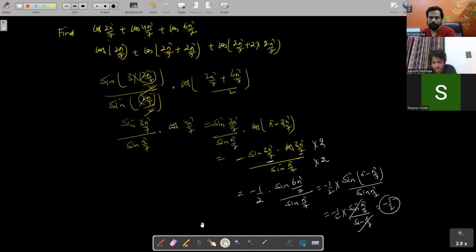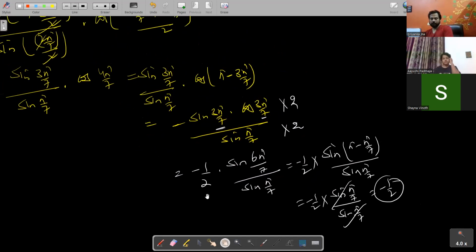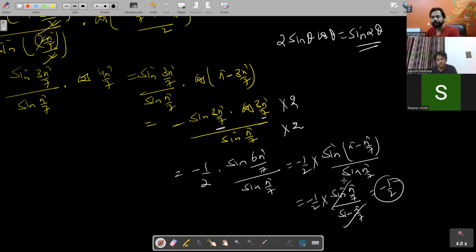Can you zoom in to the white part again? How did you get sine 6 pi by 7? Madam, see, 2 sine theta into cos theta, there is a formula, that is sine 2 theta. Oh, so you multiplied and divided by 2. Yes, that's right. Done, sir.